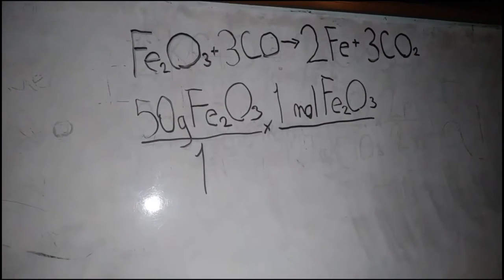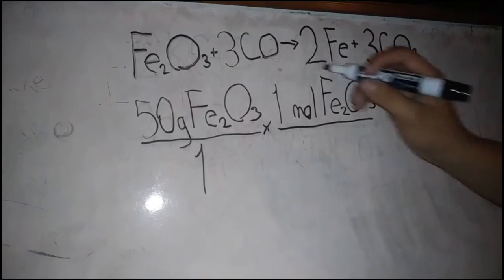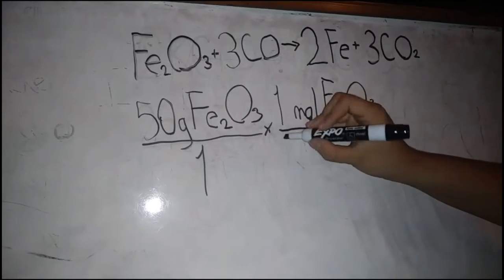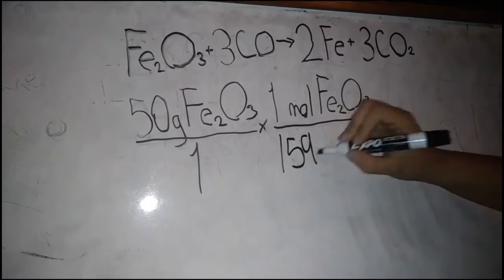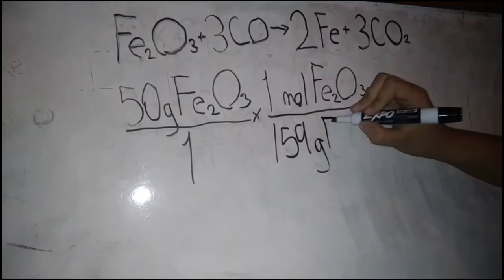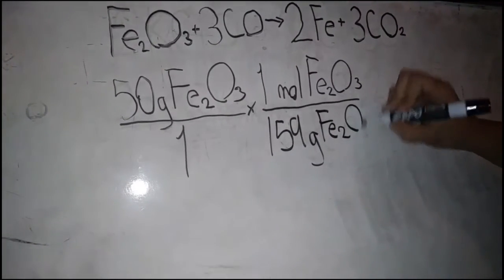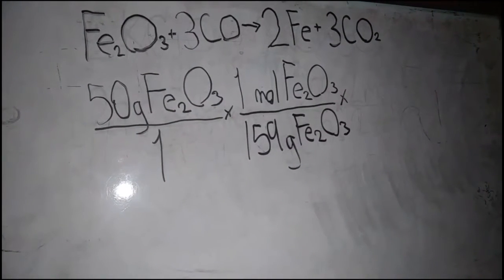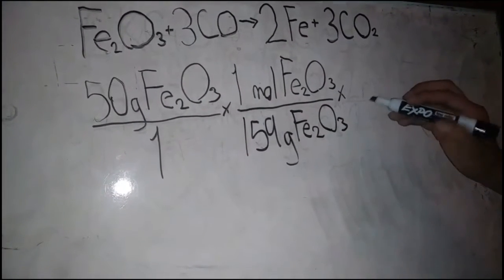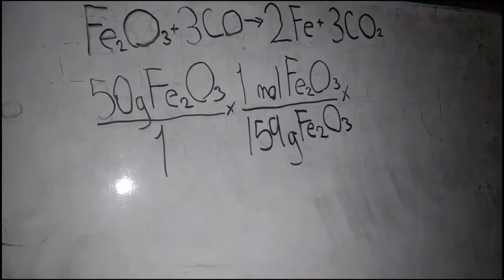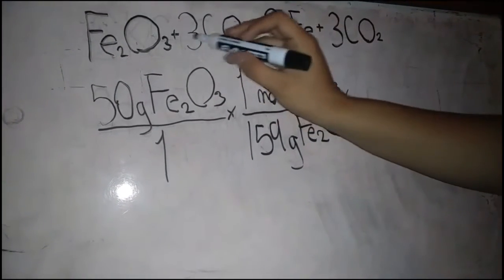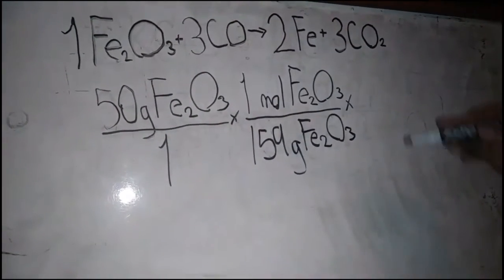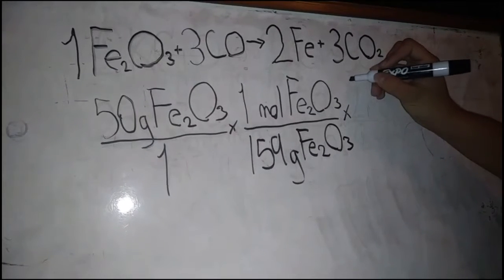Then you put the molar mass, which you get by adding the atomic mass of iron oxide. Here it is going to be 159 grams. Multiply that by the mole ratio. So because it's reacting with carbon monoxide, we look at that. The coefficient is 3, and then there would be an imaginary one right here. So then you write that.